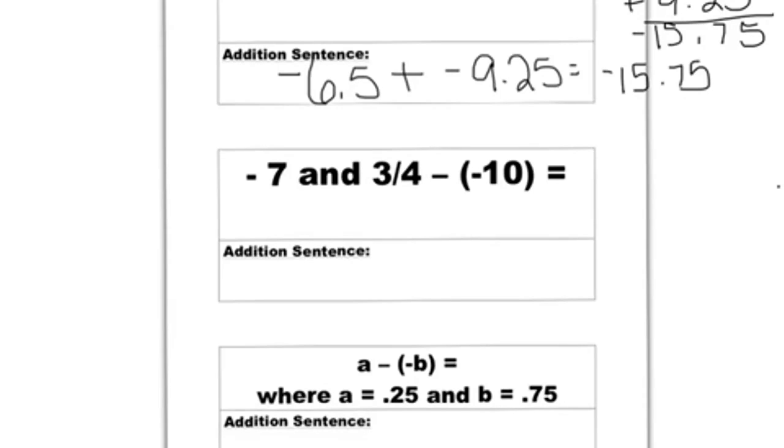We have negative 7 3/4 minus a negative 10. A lot of negative signs right there. And we've got mixed numbers and whole numbers. But let's take this one step at a time and KFC to make an addition problem.